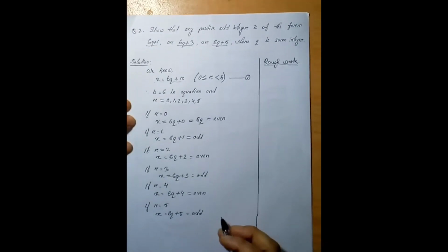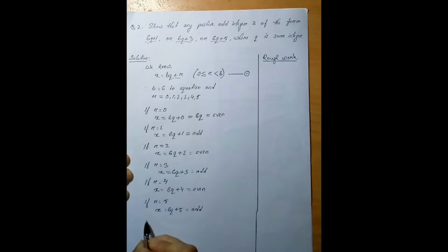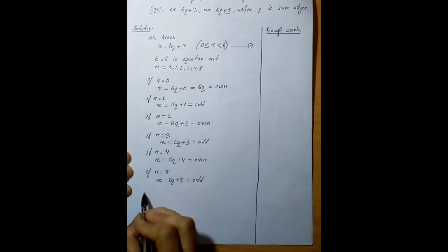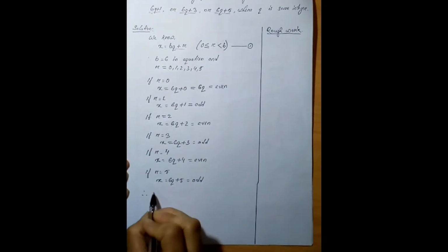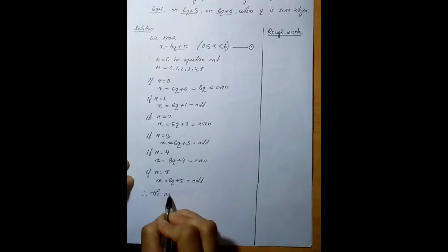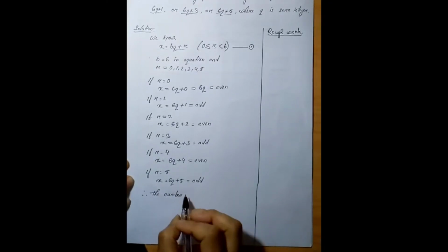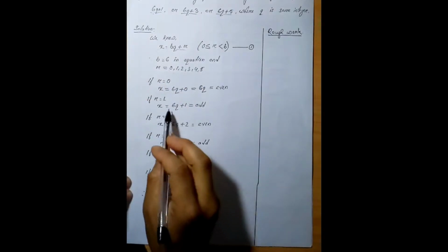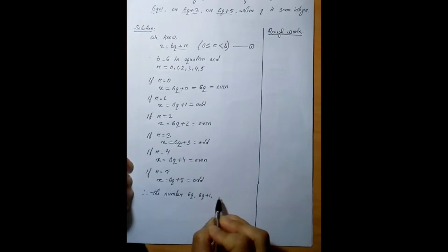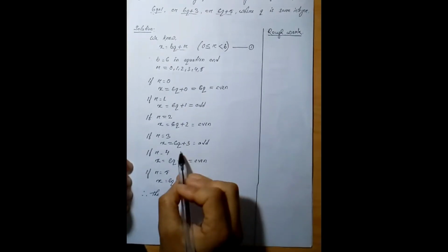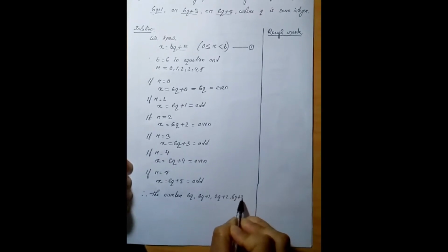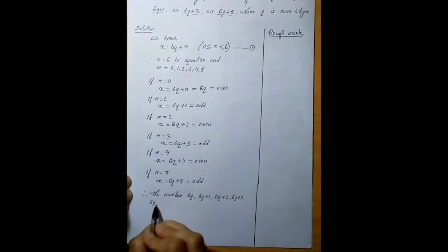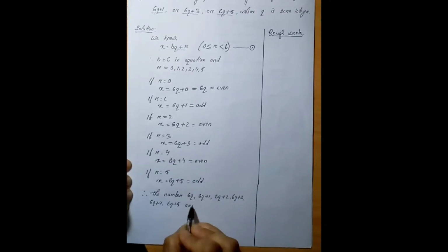Therefore, we find that the numbers 6q, 6q plus 1, 6q plus 2, 6q plus 3, 6q plus 4, 6q plus 5 are either even or odd.